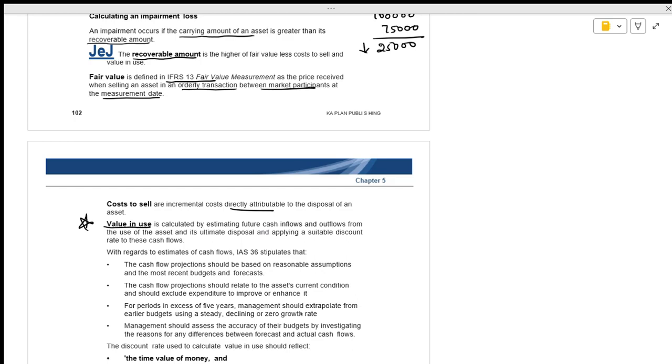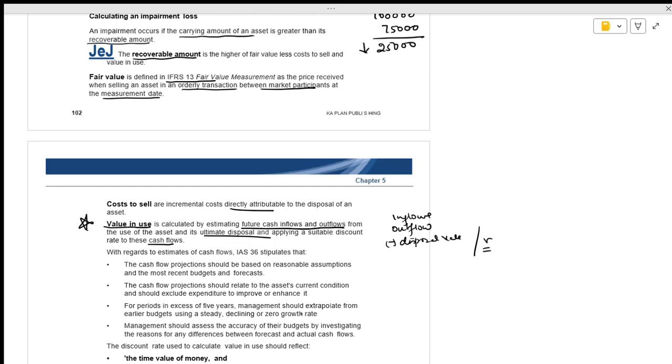This is another important element, which is calculated by estimating future cash inflows and outflows. Estimating future cash inflows from the use of the asset and its ultimate disposal, and applying a suitable discount rate. Value in use means we have to take into consideration the inflows, the outflows, and any disposable values. On this we have to calculate with respect to the discount rate.